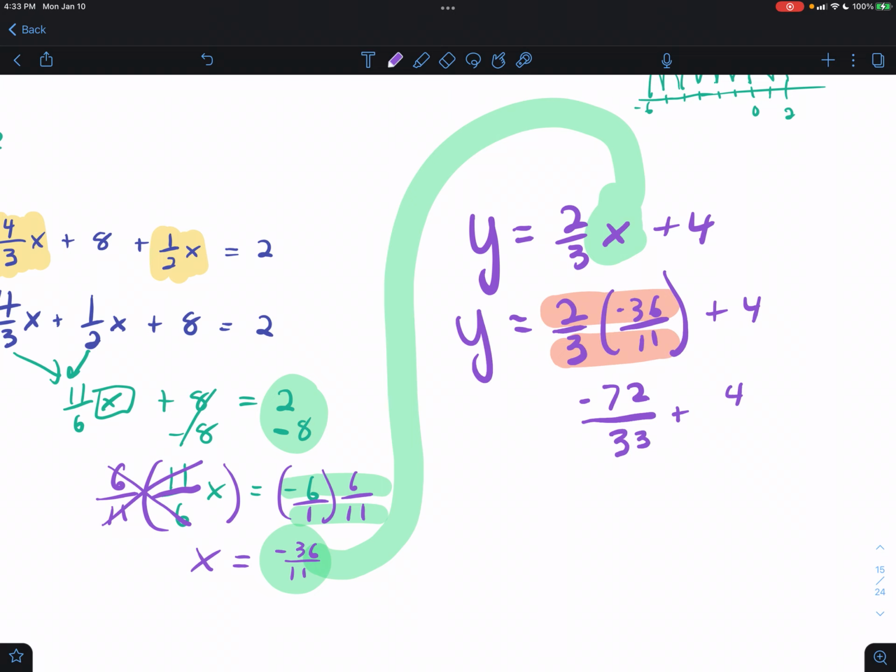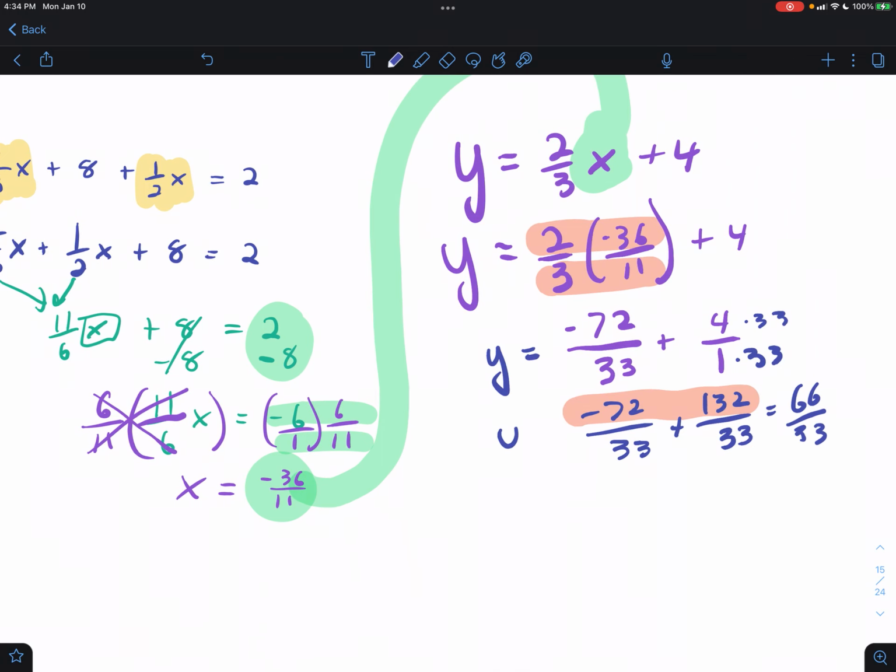But Mrs. Zenos, 33, that's fine. Put a 1 under the 4 and just multiply by that crazy denominator of 33 over there. So 4 times 33 we'll get 132 over 33. And then we just add the tops. -72 plus 132, 60. 60 over 33. So that's our y value.